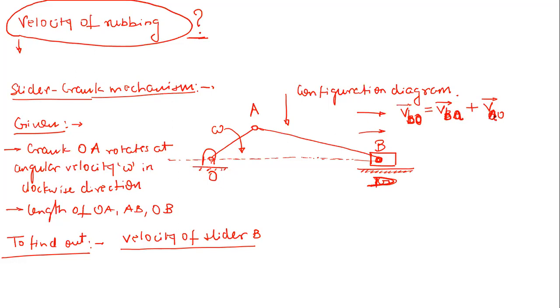Right. So see, are you noting down any pattern? Simply see from where we are starting, the point in which we are interested, and then we are moving towards the fixed point. So just try to note down these patterns, right? Velocity of B with respect to O is equal to velocity of B with respect to A, then we are moving towards the fixed point, velocity of A with respect to O.